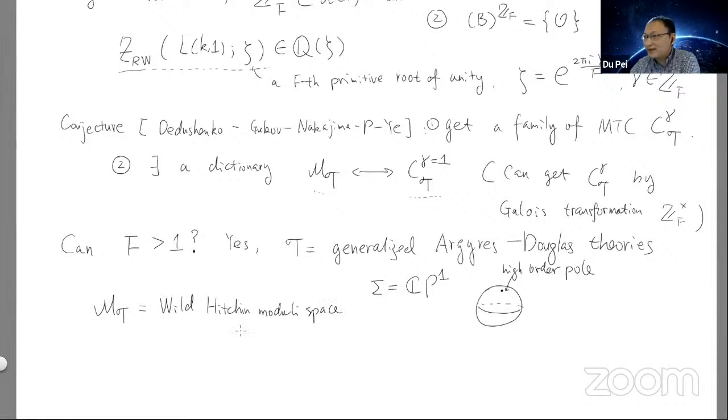Which is defined as, again, solutions to Hitchin equations, a set of PDEs on the Riemann sphere CP1, but with some of the fields developing higher order poles near the special points.